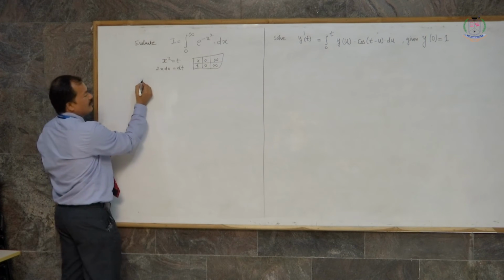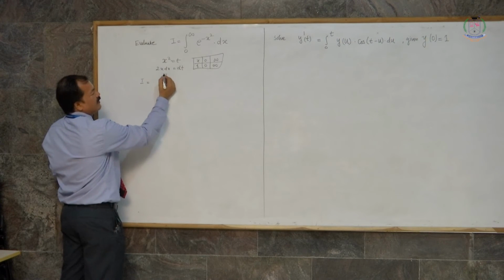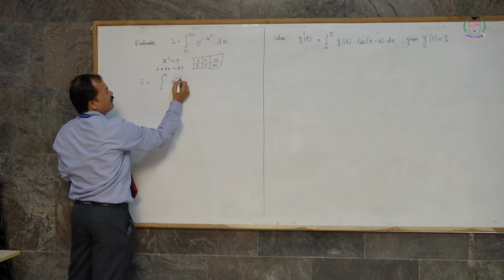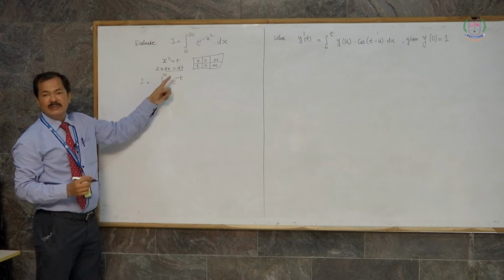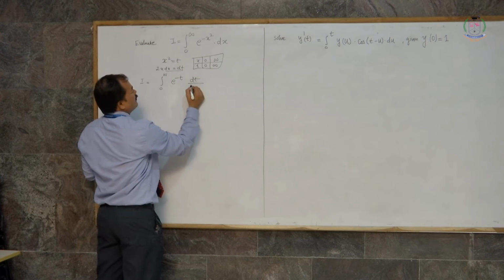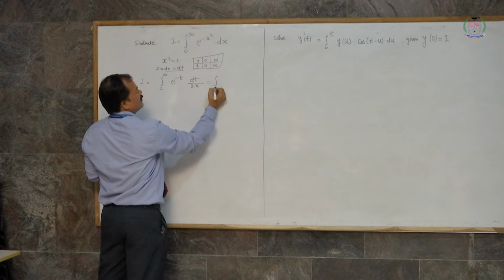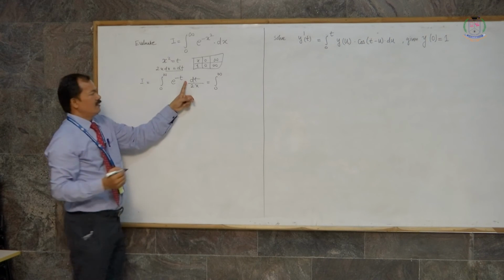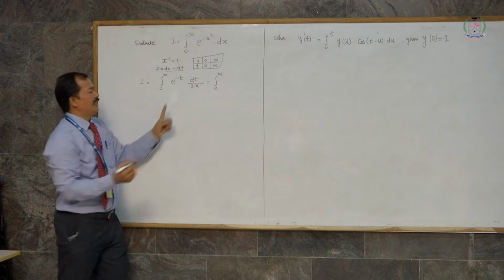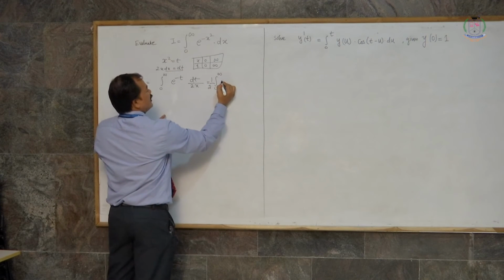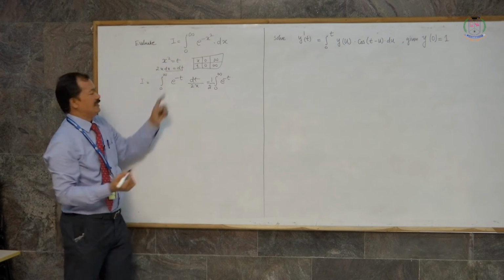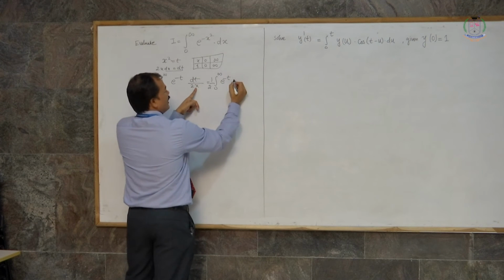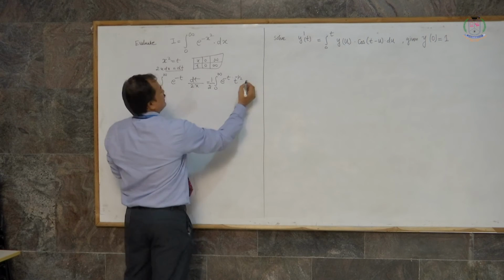So, this integral becomes I is equivalent to the integral 0 to infinity e power minus x square, that is e power minus t, into dx. dx is what? dt upon 2x, so that is equal to the integral 0 to infinity. By the property of definite integral, what constant can be taken outside? 1 over 2 into e power minus t upon x. What is that x? Root t. So, root t can be taken to the numerator. So, t to the power minus half into dt, right?